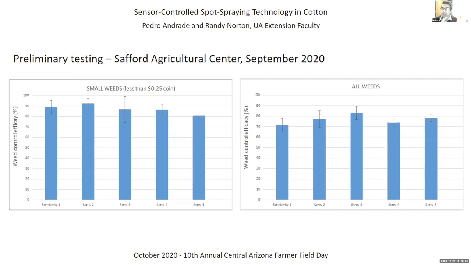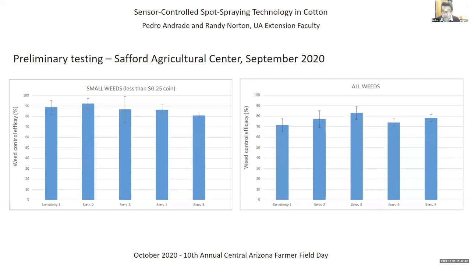Varying the sensitivity levels from 1 to 5. Okay, and what Randy defined as small weeds is anything smaller than a quarter coin. So you see that these are overall averages. There's some variation, especially in sensitivity 3, but in the end, the efficacy was between 80 and 90%.